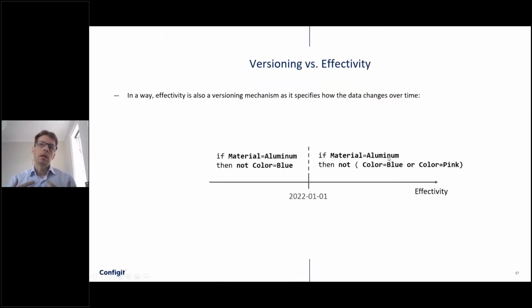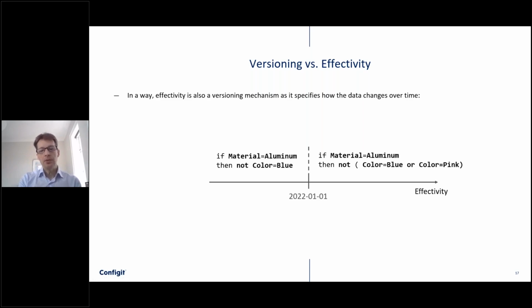So it's easy to get these two concepts confused, because in a way you could look at effectivity as a way to do versioning as well. If you look in this picture here, I have shown that there's a rule, and it says something, and that's the rule until a certain date. And after that date, the rule says something else. And it's easy to think of this as the new version of the rule.